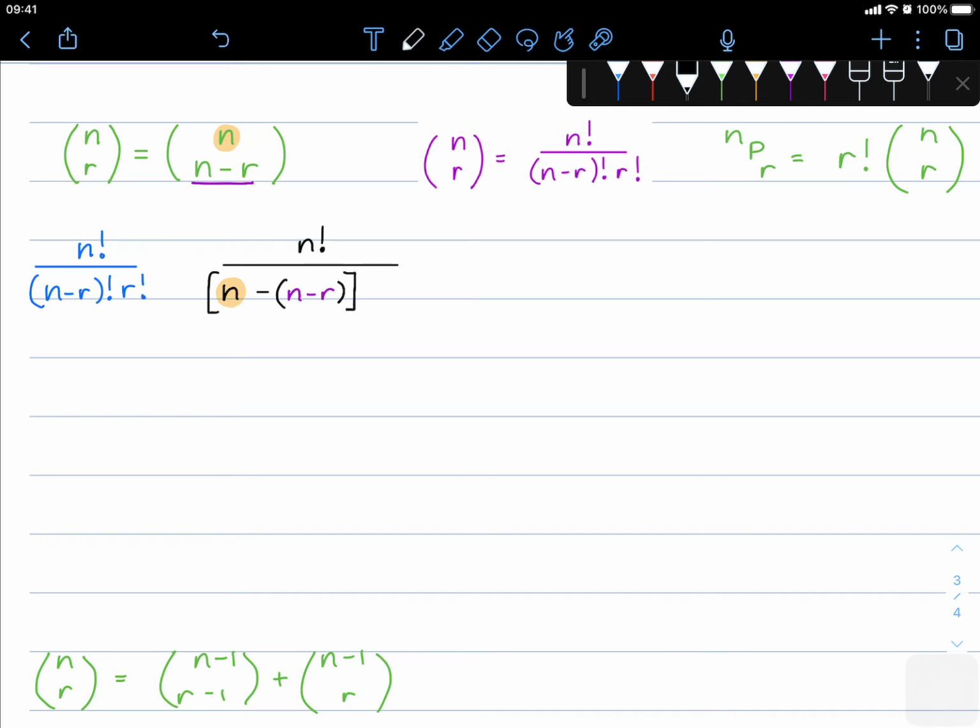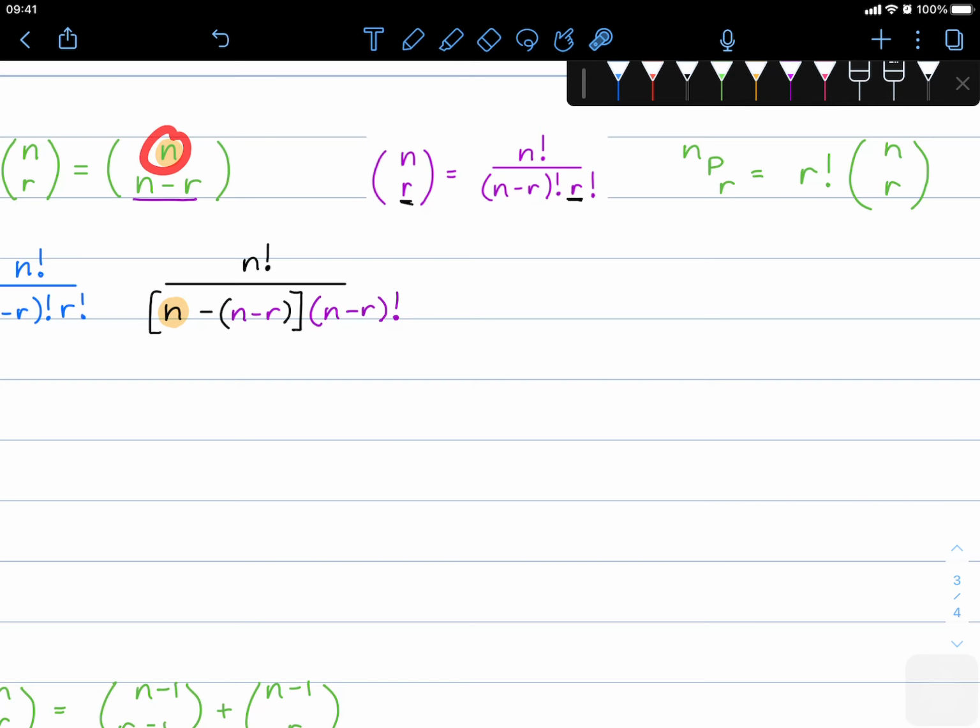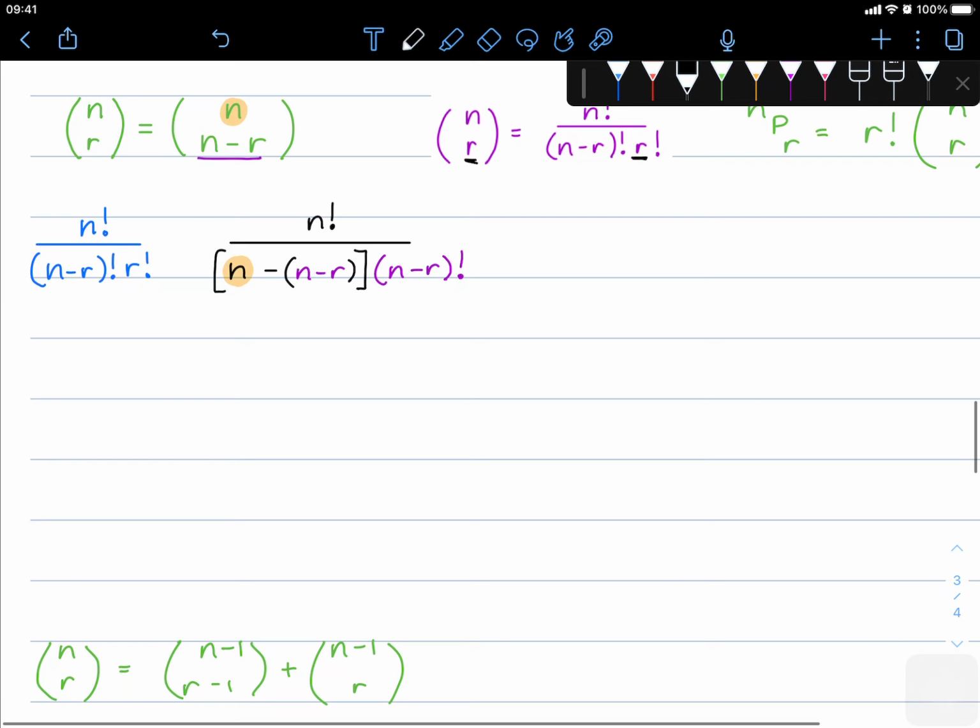In the exact same way, since this is r factorial, well, we're just going to follow the definition to a T. We're going to follow it exactly as it is. So n minus r factorial. Hopefully that made sense. So remember, it's n, the one on top, minus r, the one on the bottom. Following that exactly as it is, n on top minus n minus r on the bottom times n minus r factorial. So let's keep going further with this.